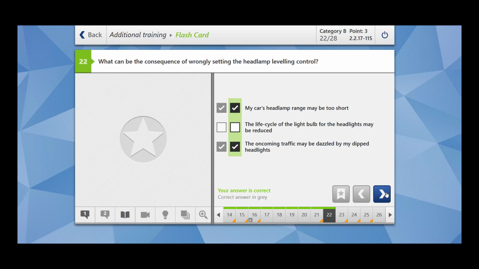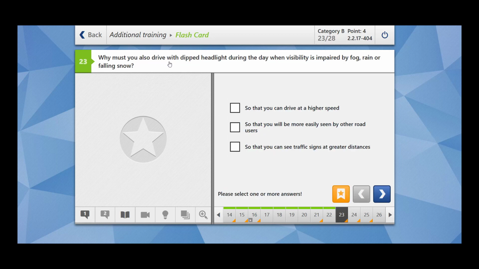This is correct. Why must you also drive with dipped headlight during the day when visibility is impaired by fog, rain, or falling snow? So that you can drive at higher speed? No. So that you will be more easily seen by other road users. This is correct. So that you can see traffic signs at greater distances? No. It's for your own safety that you should be easily seen by other road users. You can drive with dipped headlight during the day when visibility is impaired by fog, rain, or falling snow.